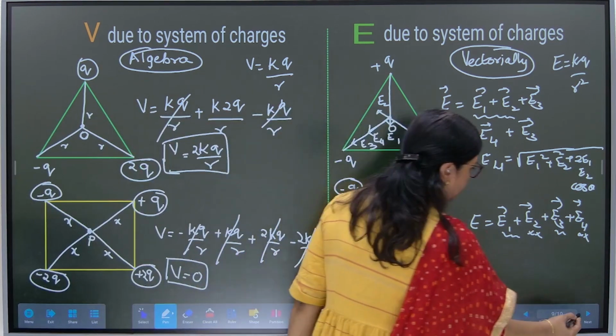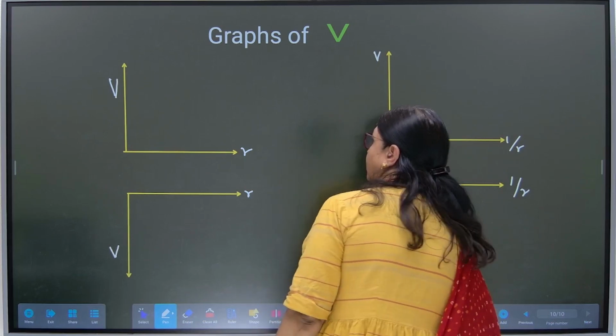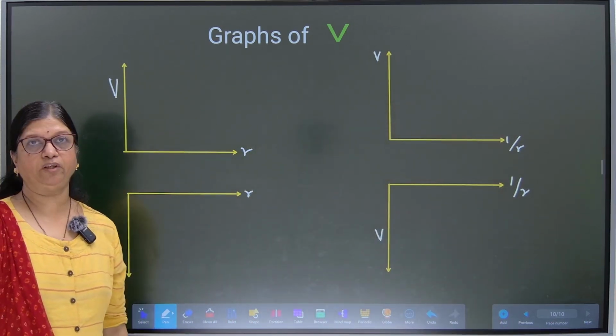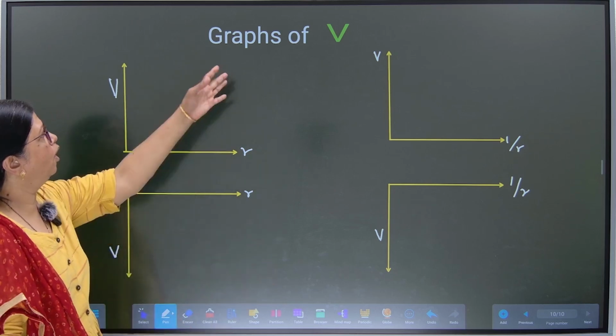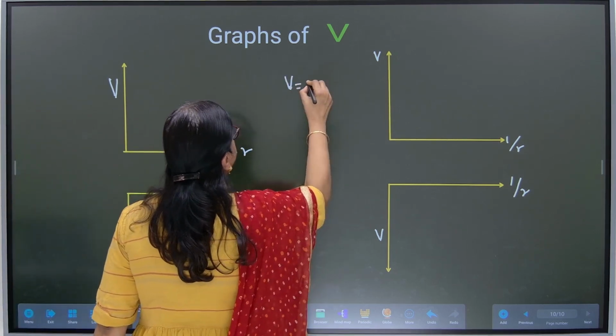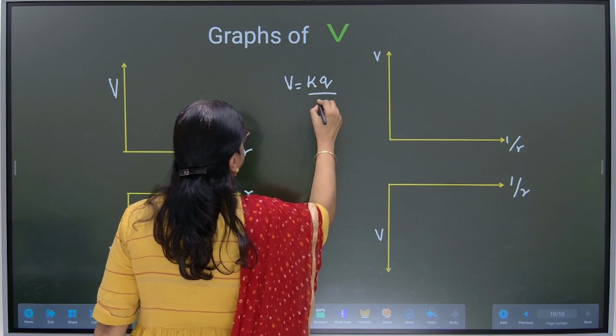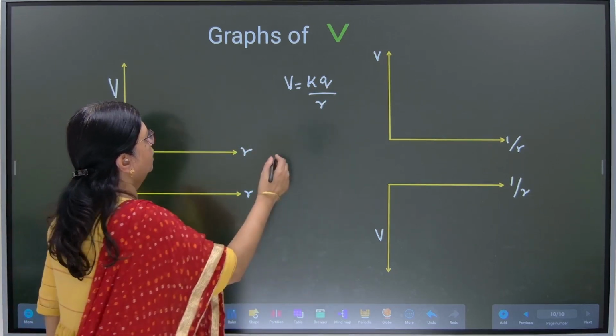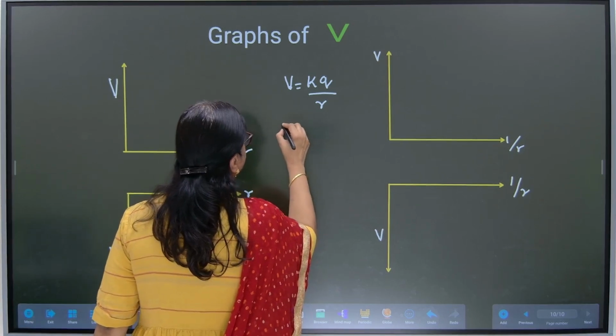Now, let us go to the next page. As I have declared in my video that I will do some graphs of V. So first let us write down the formula of the potential due to a single charge. Fine. Okay. So let us write its proportionality.